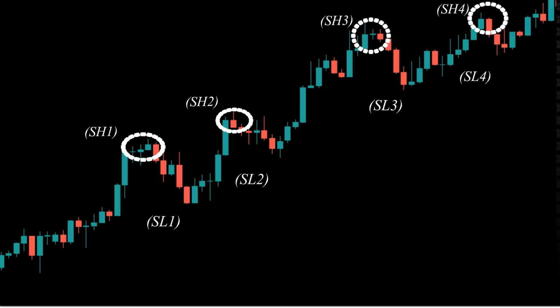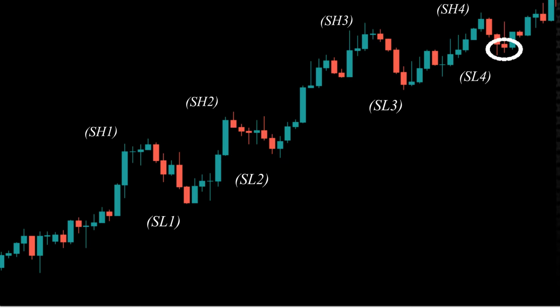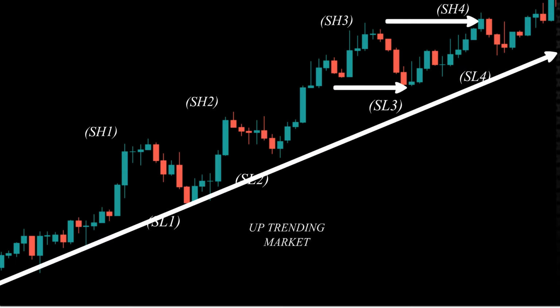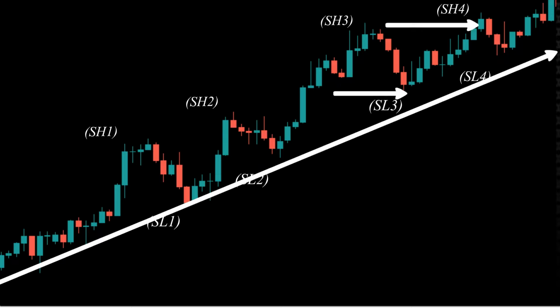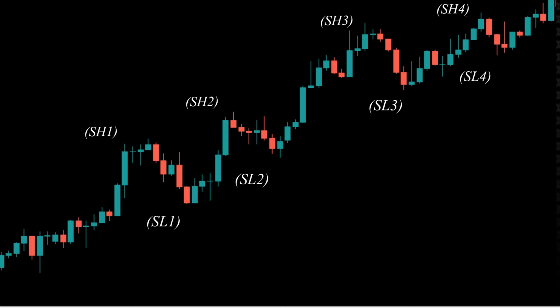So we still have the same thing. Looking at the current swing low, swing low 4, it is higher than swing low 3, which is higher than swing low 2, and also higher than swing low 1. Maintaining our definition that if the price keeps its recent swing highs or swing lows higher than the previous ones, the price will keep trending to the upside.